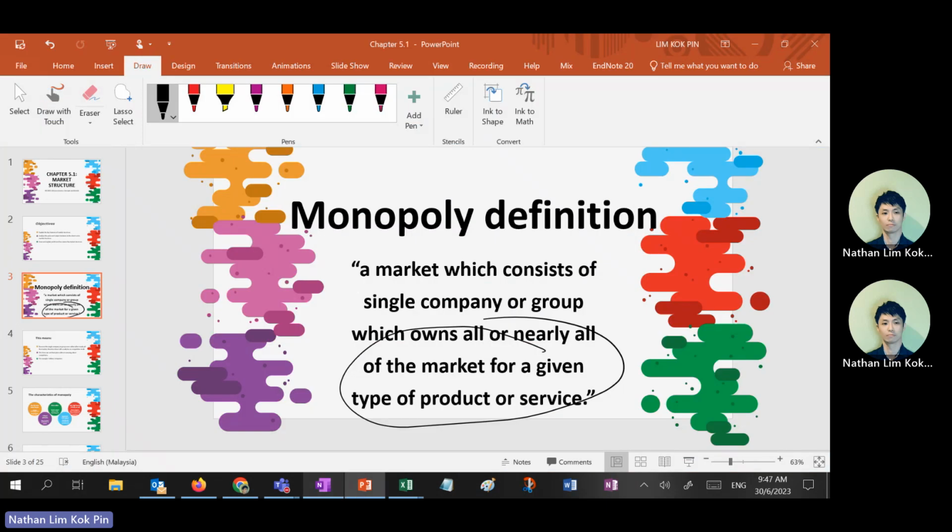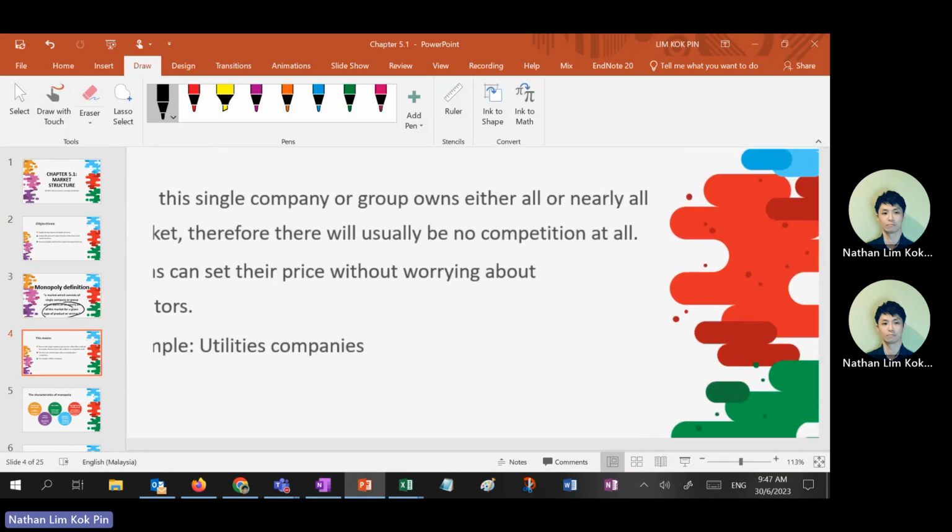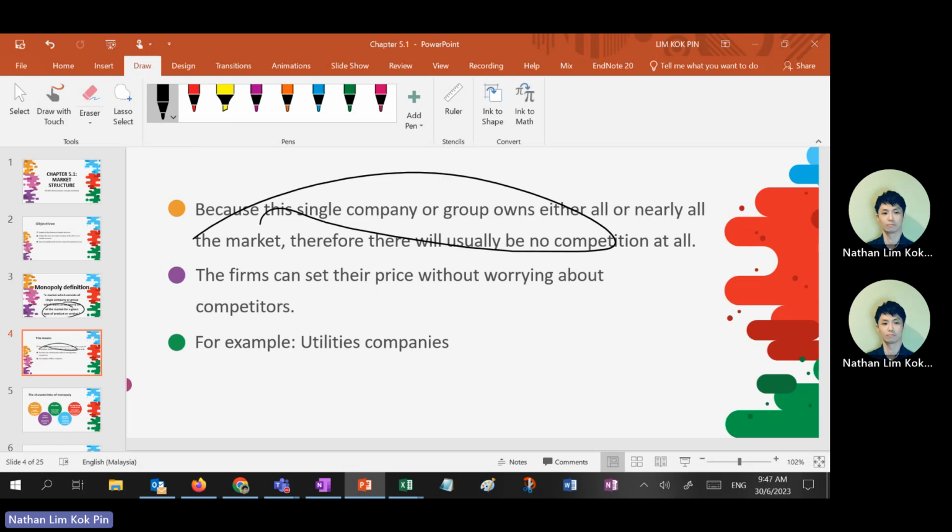Okay, so this is monopoly. This means one company or group owns the entire market, so normally there will be no competition at all. They can set their price without worrying about competitors. So they are price setters, right? They can set whatever price they like.